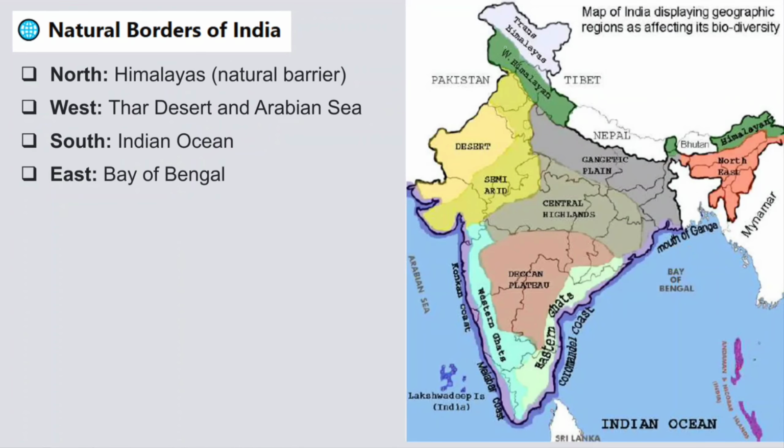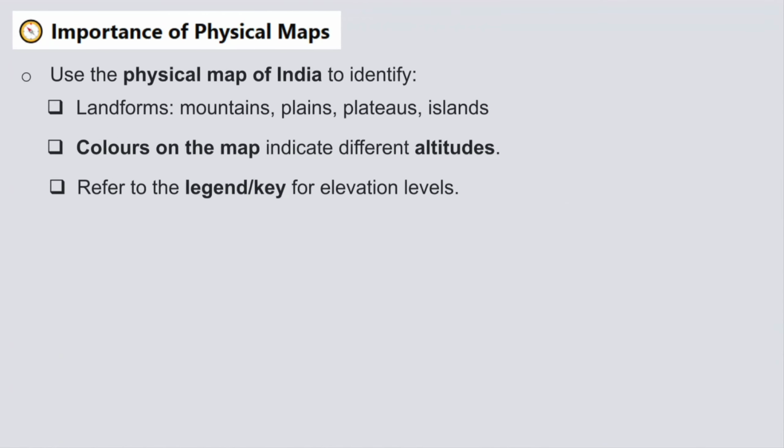See the same map here. In the northern part we have the Himalayas, in the west we have our desert, and the Arabian Sea here, in the east we have the Bay of Bengal, and in the south we have the Indian Ocean. So these are our natural borders, which protect India and also define the climate. Use the physical map of India to identify landforms, mountains, plains, plateaus, islands. Color on the map indicates different altitudes; refer to the legend keys for elevation level.